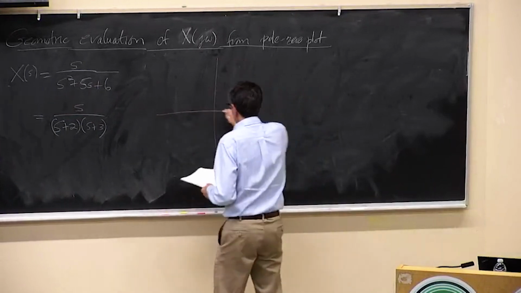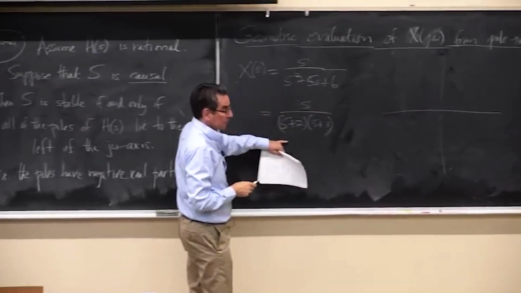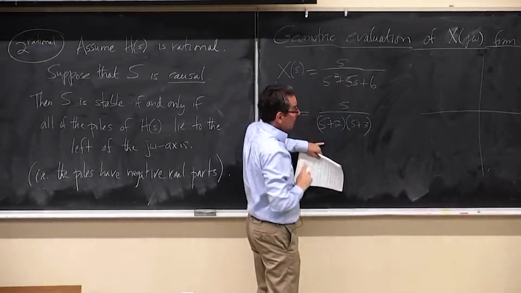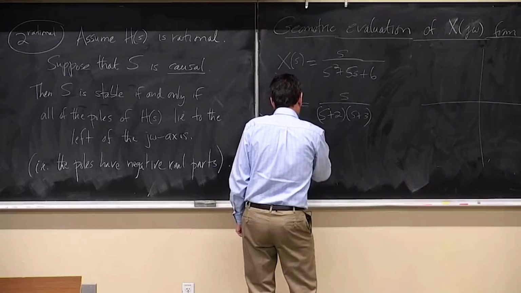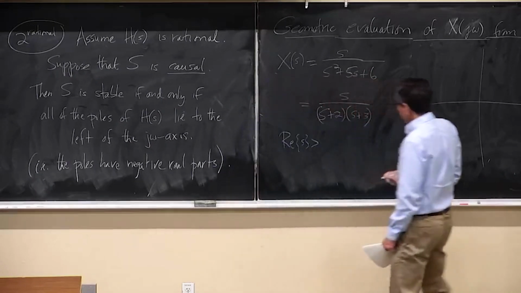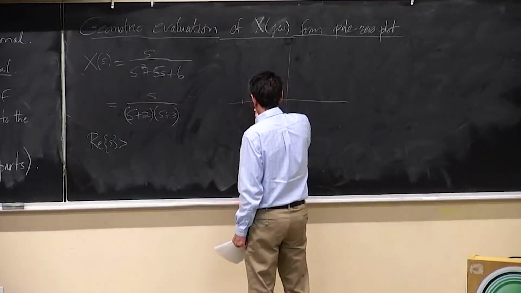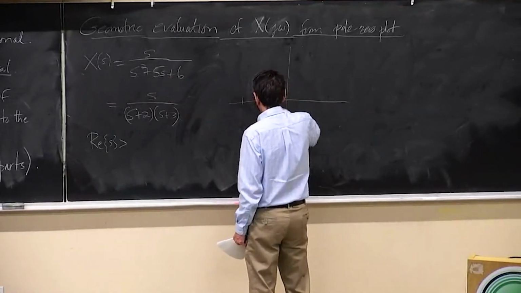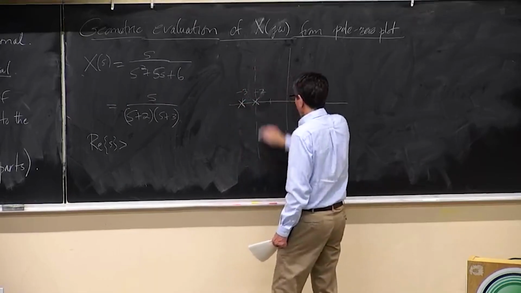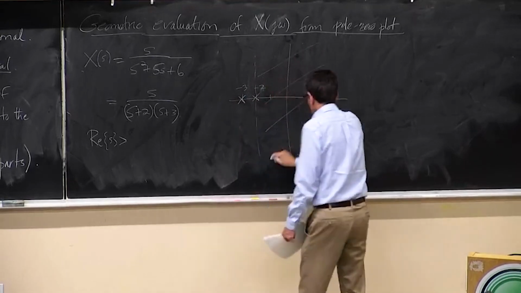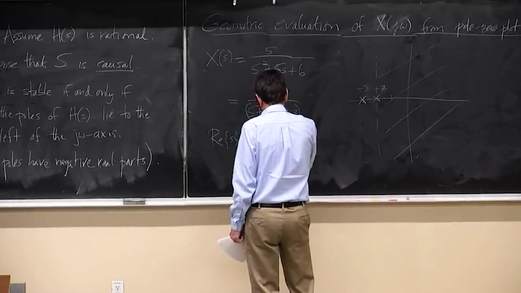Let's assume that we're looking at the system that contains the j omega axis, so it makes sense to talk about X of j omega. So we want to look at the case where the region of convergence is the real part, since the poles are at minus 2 and minus 3. We know that the region of convergence is everything to the right of the rightmost pole. So the real part is greater than or equal to minus 2.